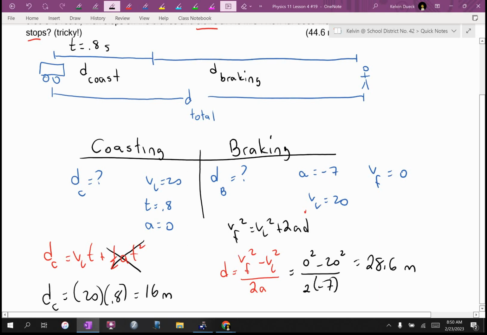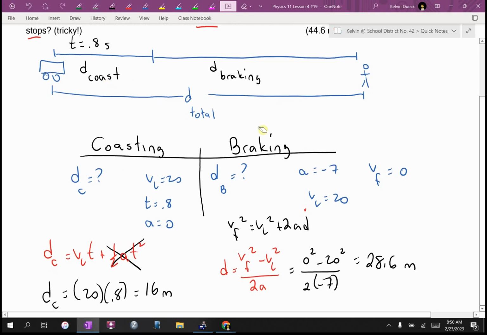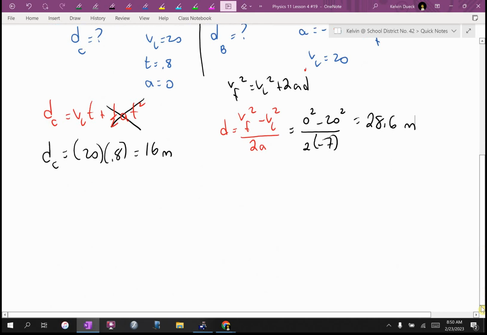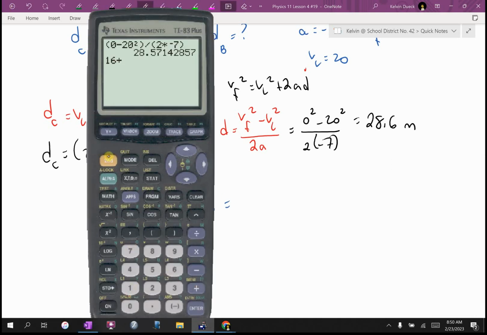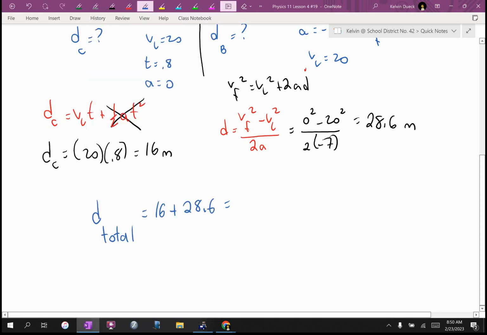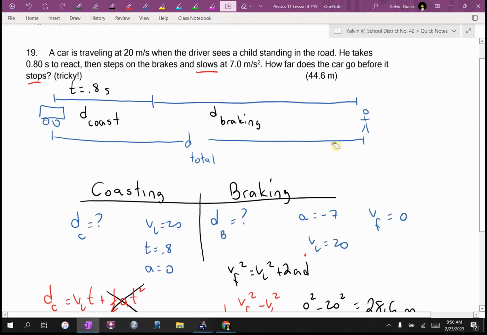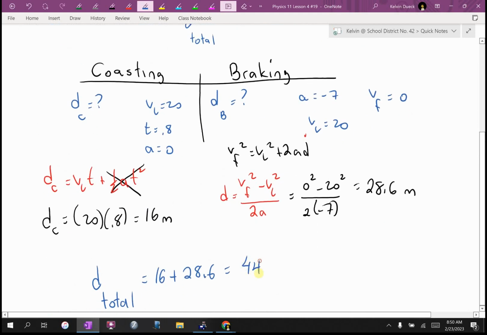So what's the total distance? The coasting distance plus the braking distance. So D total is going to be 16 plus 28.6. I'm going to go 16 plus answer button. Haha. And I get 44.6. Is that the correct answer, Mr. Dewick? Hey, there it is. 44.6 meters. So that's a pretty challenging question, but I would also argue there's nothing really new there.